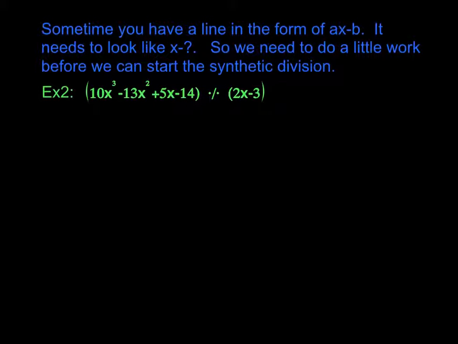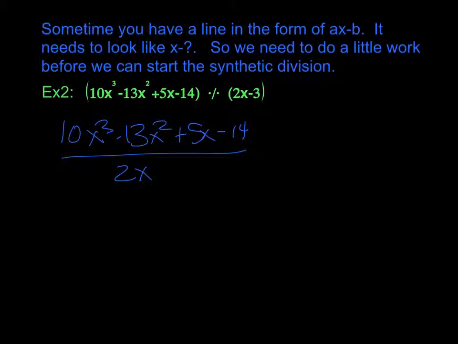But what happens if you have a number in front of your x? Okay, so 2x minus 3 is still linear. Sometimes it's in the form of ax minus b, and it needs to look like x minus. So you need to do a little work before we start the synthetic division. So I'm going to kind of rewrite this out. This is 10x cubed minus 13x squared plus 5x minus 14 over 2x minus 3.